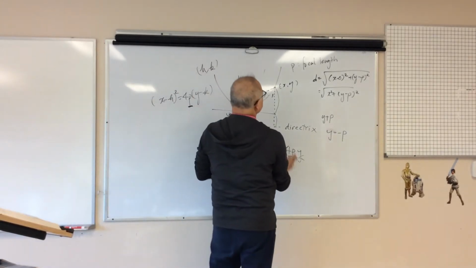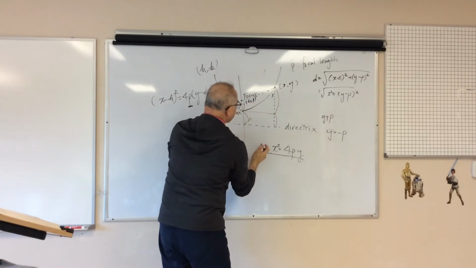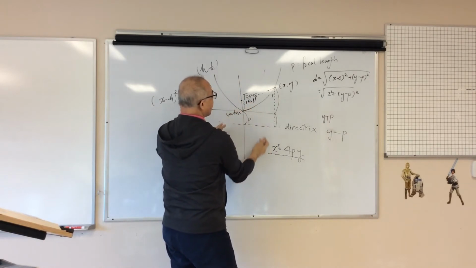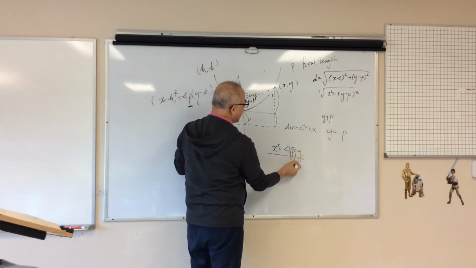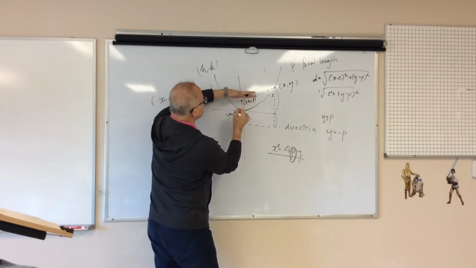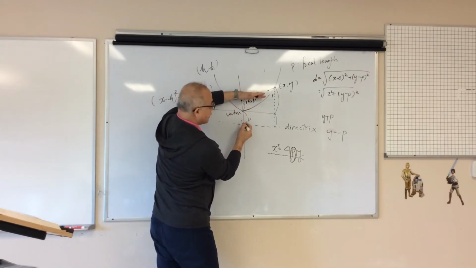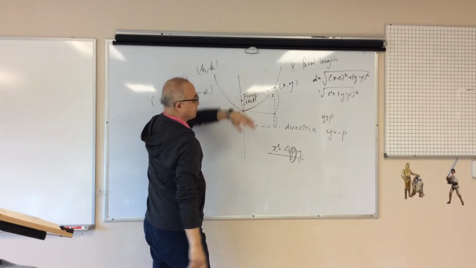Also, this is an equation that looks like this. It can also come down like this, right? And how would it come down like that? What would your p-value be? Your p-value would be negative. If your p-value is negative, the directrix would be on top over here, and your vertex would be down here, and it would come down like that.